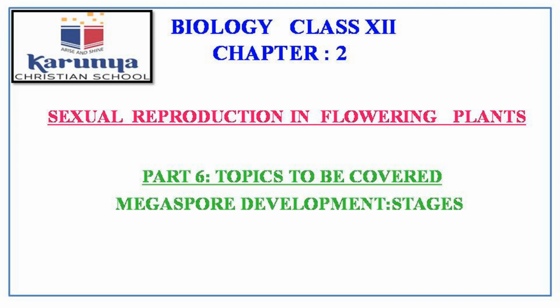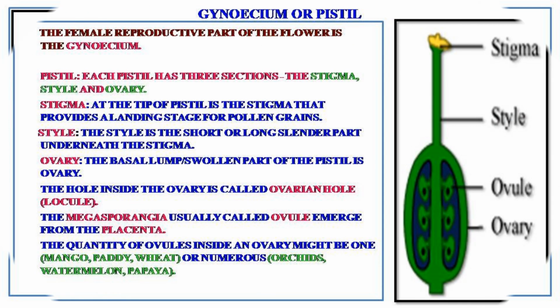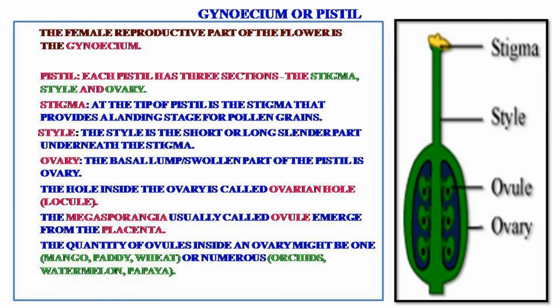Good afternoon, children. So, we are continuing with our next topic, that is various stages of megaspore development. Before entering into the details of the structure of megaspore, development of megasporangium, etc., we have to be thorough with the structure of gynoecium or pistil. For that, we are going to recollect the structure of gynoecium or pistil.